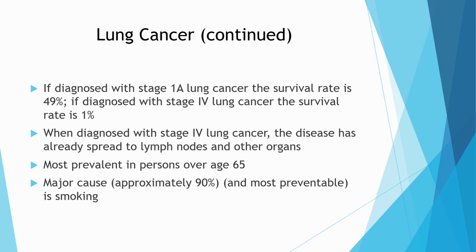So, if diagnosed with stage 1A lung cancer, the survival rate is 49%. If diagnosed with stage 4 lung cancer, the survival rate is only 1%. So, when diagnosed with stage 4 lung cancer, the disease has already spread to lymph nodes and then other organs. It is most prevalent in persons over age 65, and the major cause for approximately 90% of the cases, and the most preventable is, I know this is going to shock you, but it is smoking.